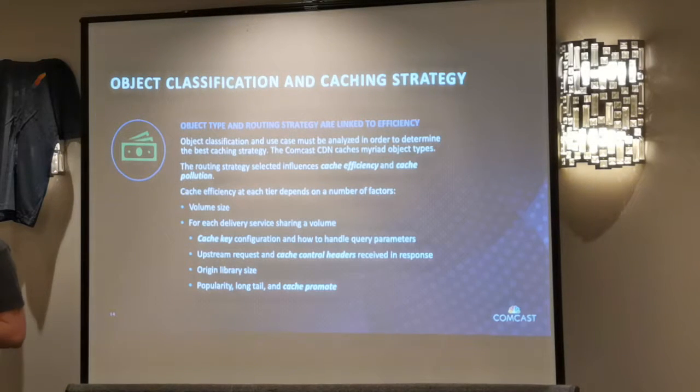All right, so basically at Comcast, we host a really big multi-tenant CDN, multi-terabit CDN, and so we have anything from poster art to firmware to, obviously, video on demand, live video, emergency alerts, things like that. And so based on what that object type is and based on how that object is being used, it will kind of dictate how you configure your CDN, because it's not a one-size-fits-all solution.